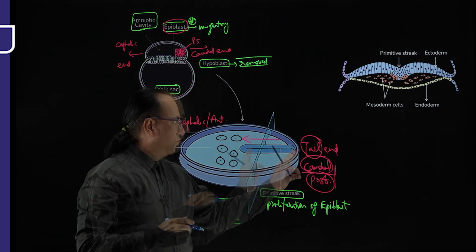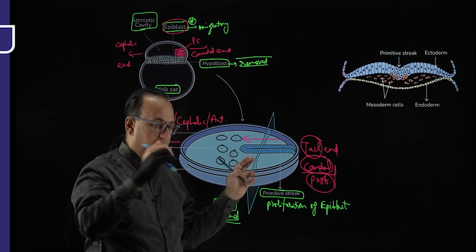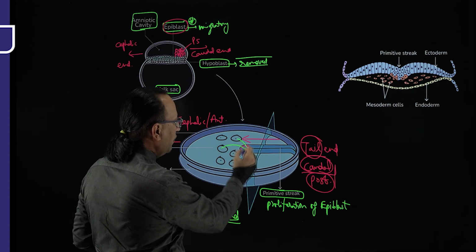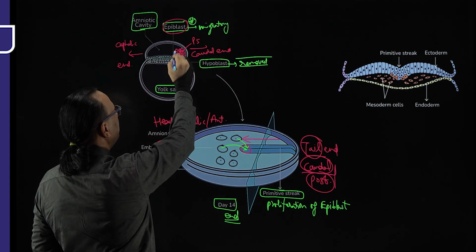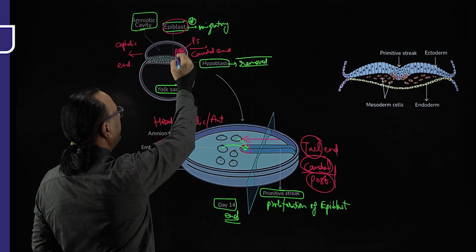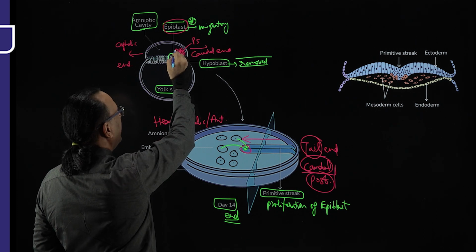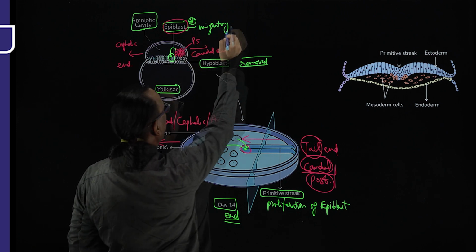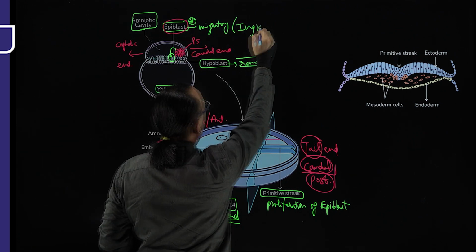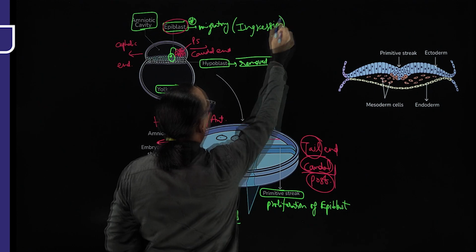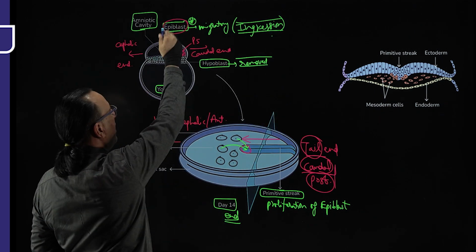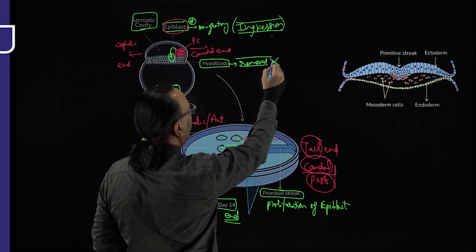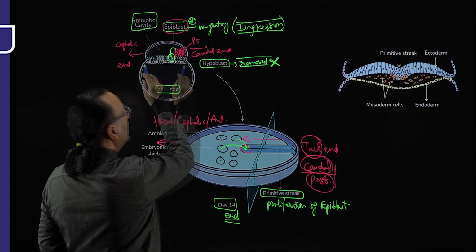This primitive streak will then develop one primitive pit, and through the primitive pit, these epiblast cells start jumping and moving ventral. So as the epiblast cells are proliferating, forming the primitive streak, a primitive pit forms here, and they're jumping into this pit and going ventral. This movement, this migration, is called ingression. So epiblast cells are undergoing ingression, moving from dorsal to ventral, and they are replacing the hypoblast cells. As they remove the hypoblast cells and take their place, they'll be forming germ layers.